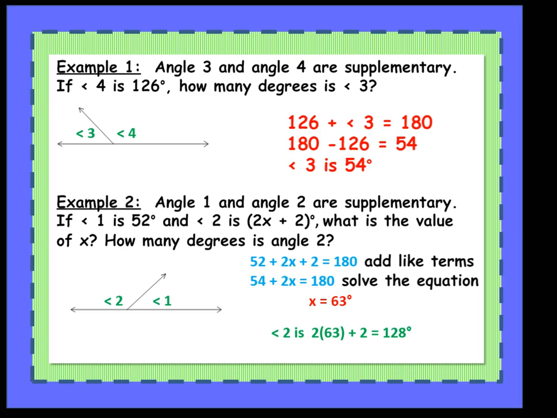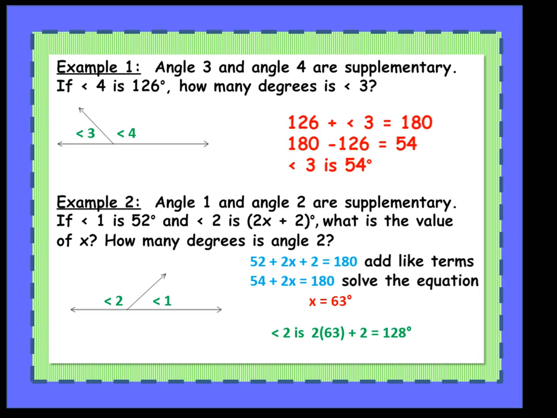Angle 1 and angle 2 are supplementary. If angle 1 is 52 degrees and angle 2 is 2x plus 2 degrees, what is the value of x? So we're looking for x. And then it asks you how many degrees is angle 2.